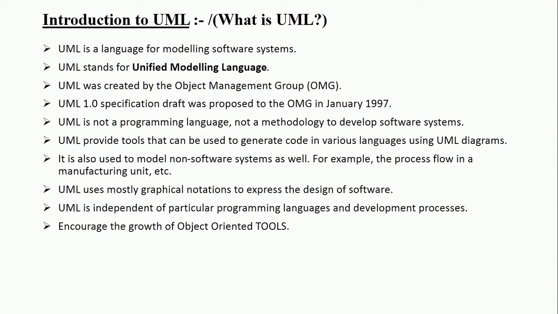So, first of all, what is UML? What is Unified Modeling Language? UML is a language for modeling software systems. UML stands for the Unified Modeling Language. UML was created by the Object Management Group. The UML 1.0 specification draft was proposed to the Object Management Group in January 1997.